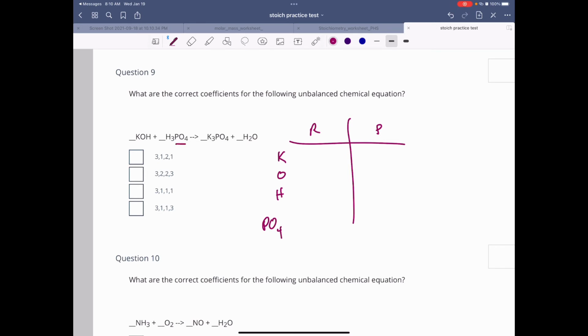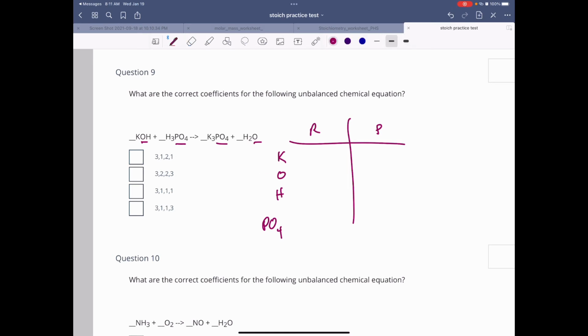We're going to keep the PO4s together because they appear on both sides. And we're keeping it separate from the oxygen right here, because PO4 is not the only O. There's an O there and an O there, right? So I'm just going to keep these things separate.